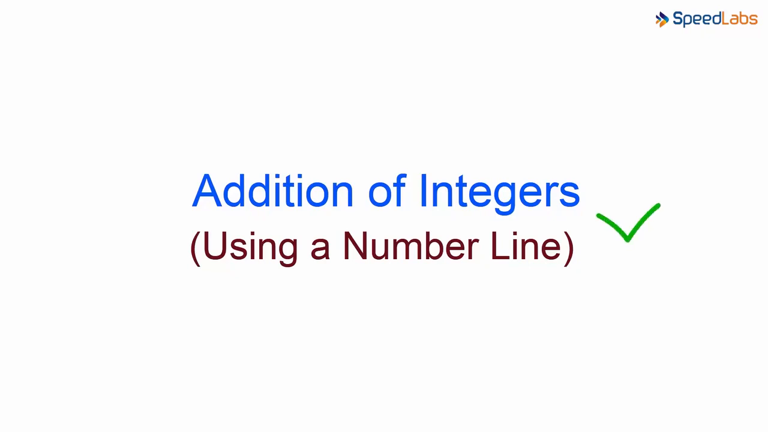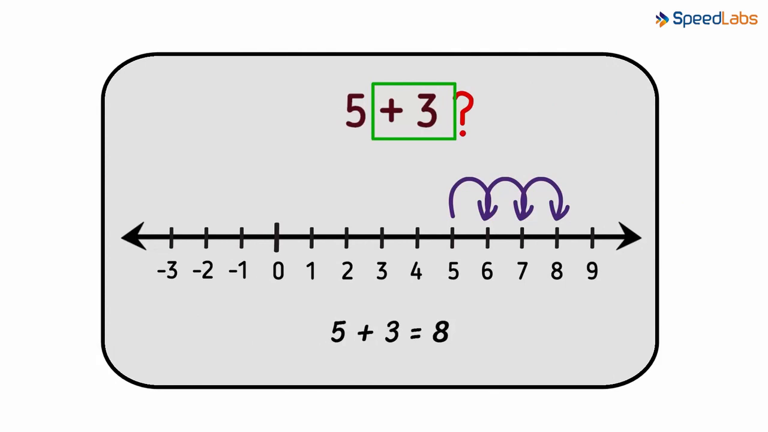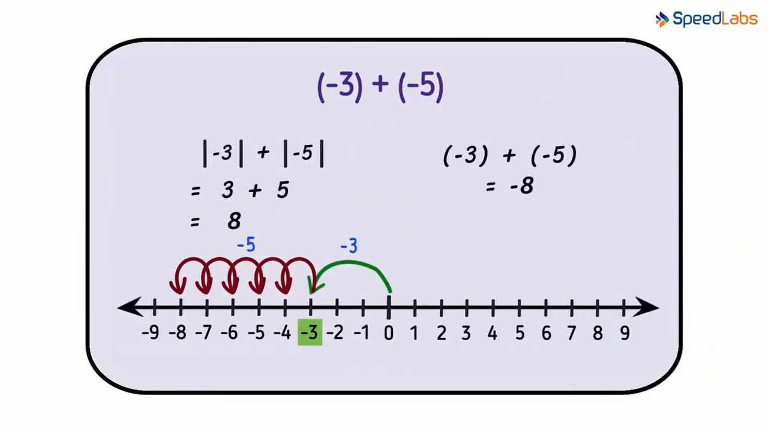So far, we've used number line to find the sum of integers. To add a positive integer, we move towards the right. And to add a negative integer, we move towards the left. Adding a negative integer is the same as subtraction.